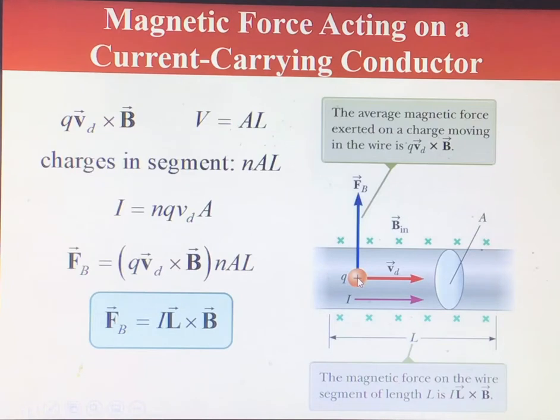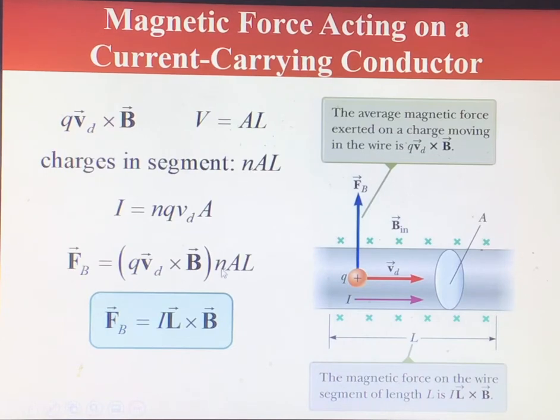Now, in a conductor, we don't have just one electron, but we have so many valence electrons. So basically, if you want to calculate the force, all you need to do is calculate the force for one charge, and then multiply that by the total number of charges that you have in the conductor. So this is the force for one charge, and you multiply it by the total number of electrons inside the conductor. If you remember, we said that N is the number of valence electrons per unit volume.